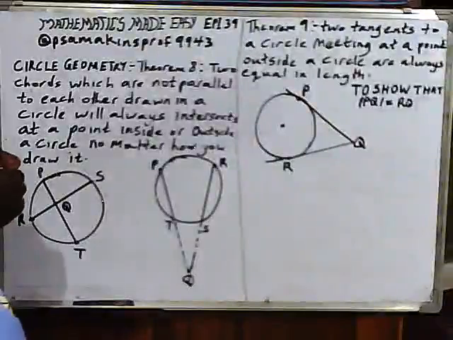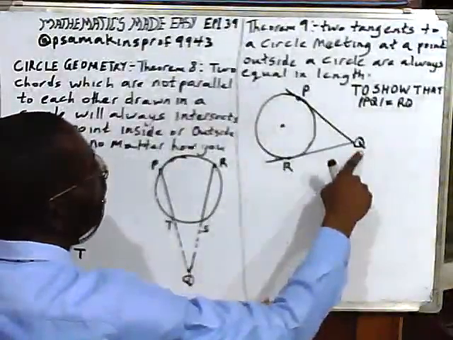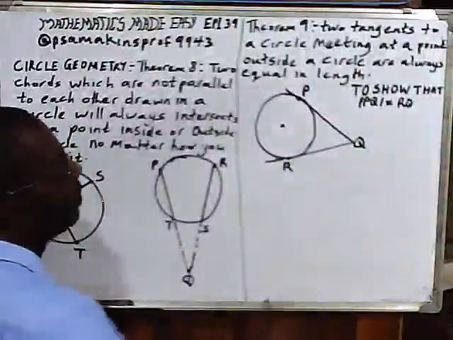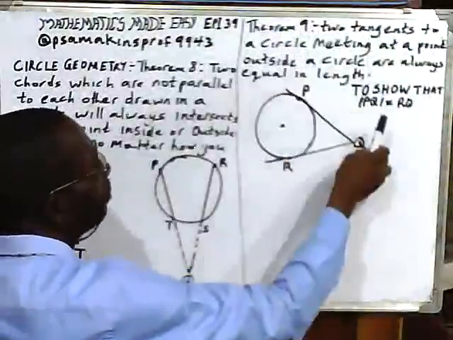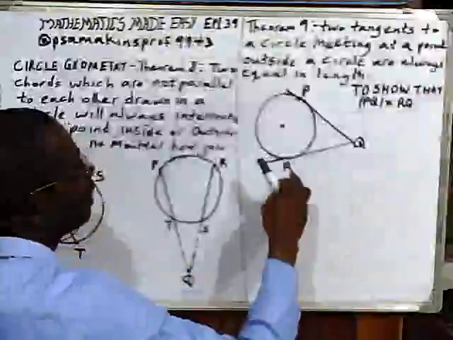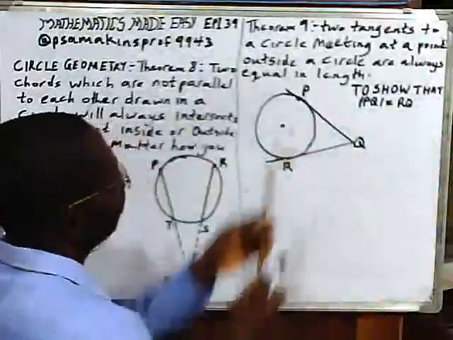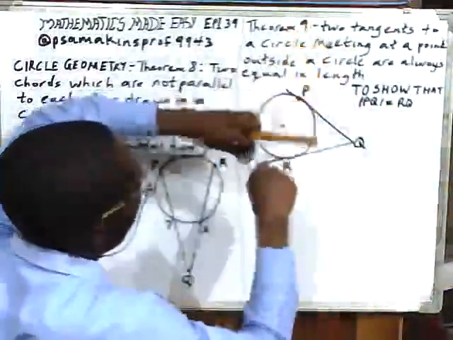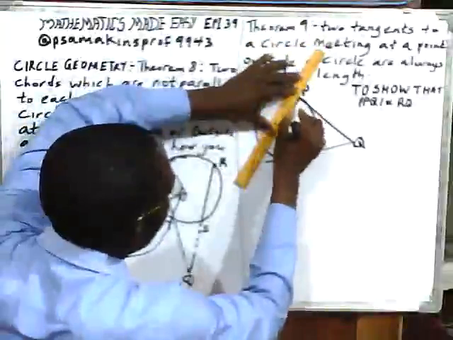Theorem 9 states that two tangents to a circle meeting at a point outside the circle are always equal in length. What we want to show now is that tangent PQ is equal to tangent RQ. So we are going to make some little construction in order to ascertain that. Let's assume that we join P to the center of this circle.